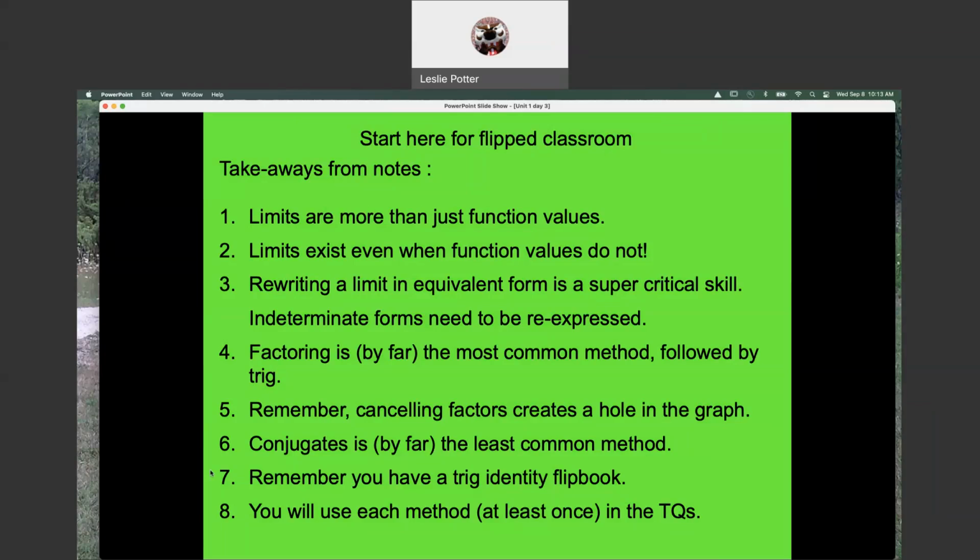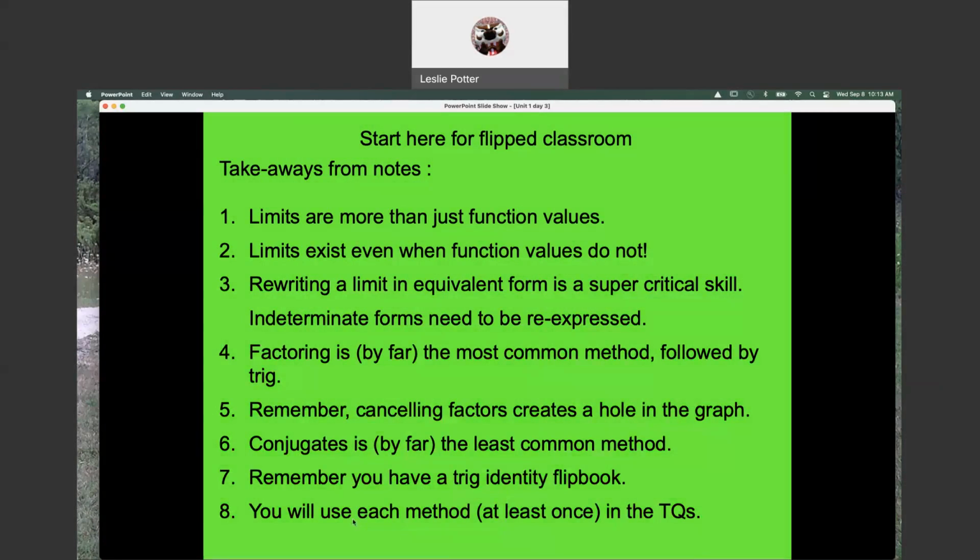Conjugates, number 6. That's option G on your flow chart. Conjugates by far are the least common method. If you get 1 per test, I'd be surprised. Uncommon.